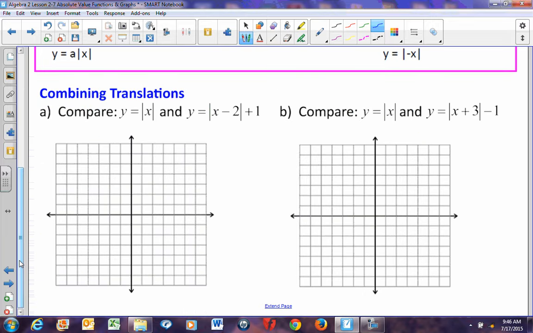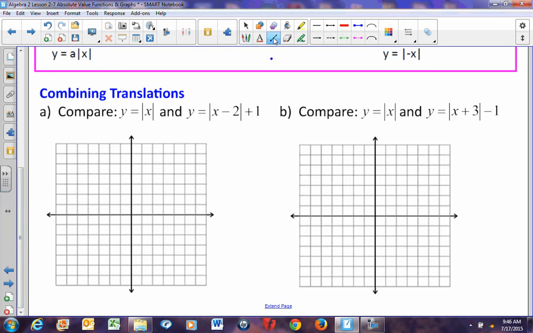So if I'm going to combine a translation here, I have y equals the absolute value of x, and y equals the absolute value of x times 2 plus 1. Now, I do not care if you draw in the parent function first and then translate it. Some people need to do that in order to draw the translated function, and some people can just go straight to the translated function. I'll do both. The first one I'll draw both of them in, and the second one I will only draw the translated function, so it'll make it easier.